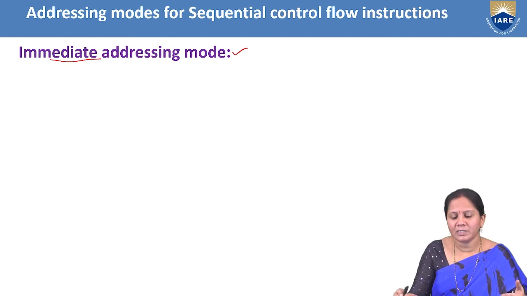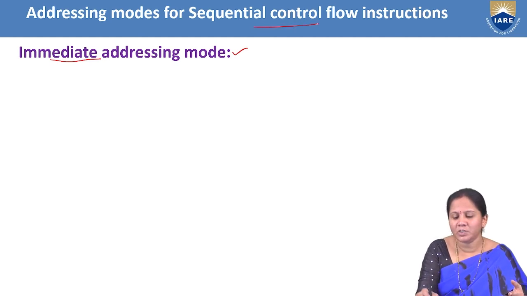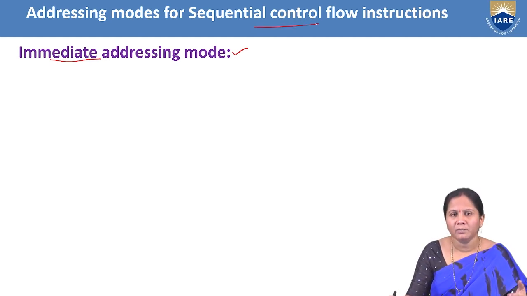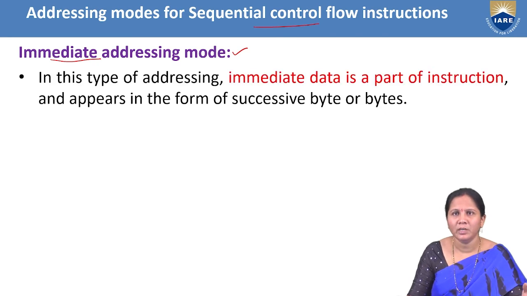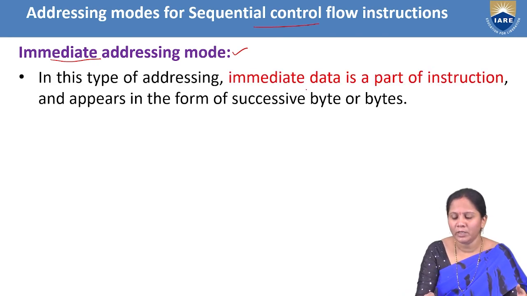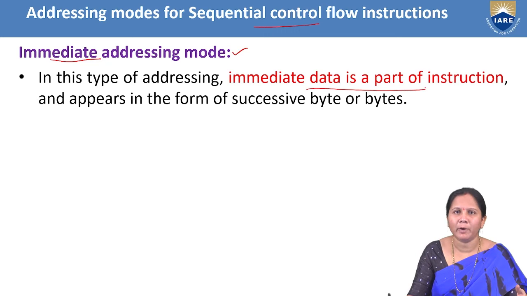Since we are seeing all the sequential control flow instructions, for each addressing mode we will discuss an example. Those examples will contain only instructions like arithmetic, logical or data transfer instructions. So first see what is meant by immediate addressing mode. In this type of addressing mode, immediate data will be a part of an instruction.